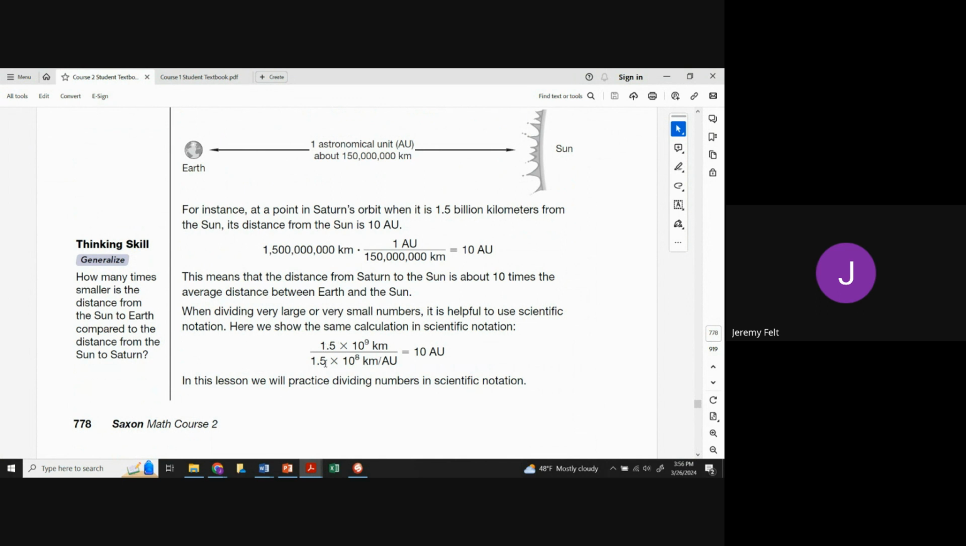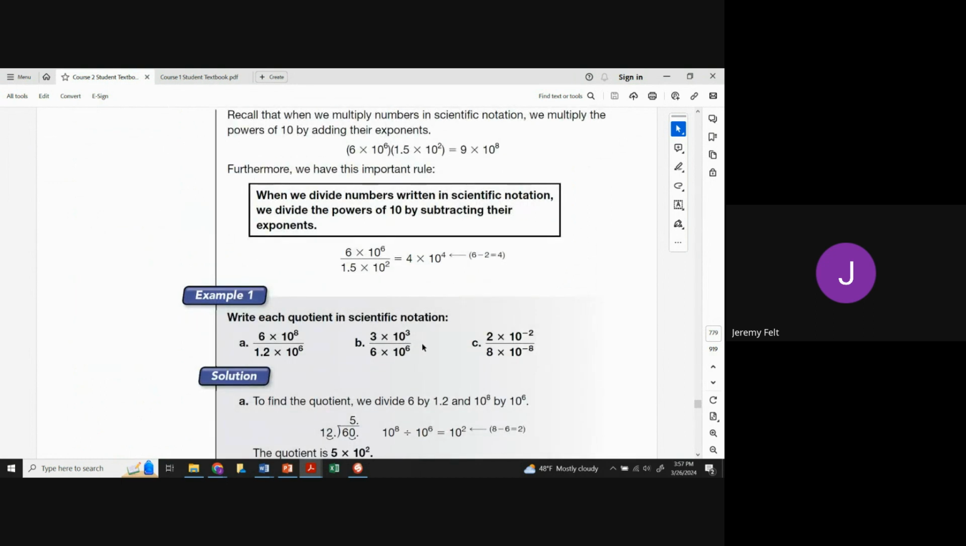1.5 over 1.5 cancels out. That's just 1. Then 10 to the power of 9 over 10 to the power of 8. Same base, so we subtract: 9 minus 8 is just 1. Kilometers and kilometers cancel out, so we're left with 10 to the power of 1 AU, or just 10 AU. You can put the exponent 1, but you don't need to.